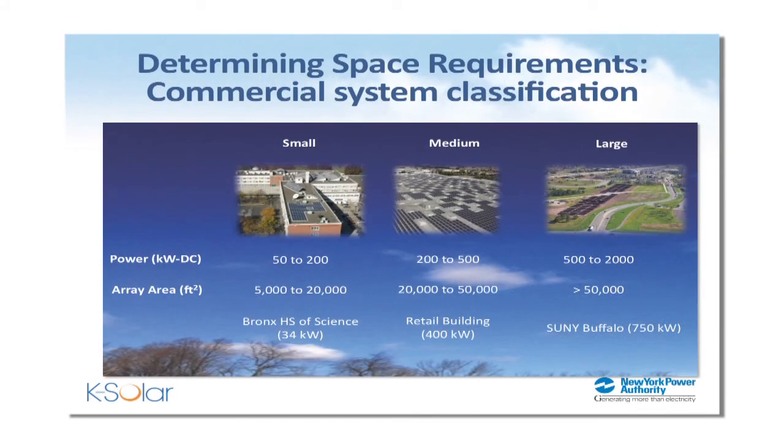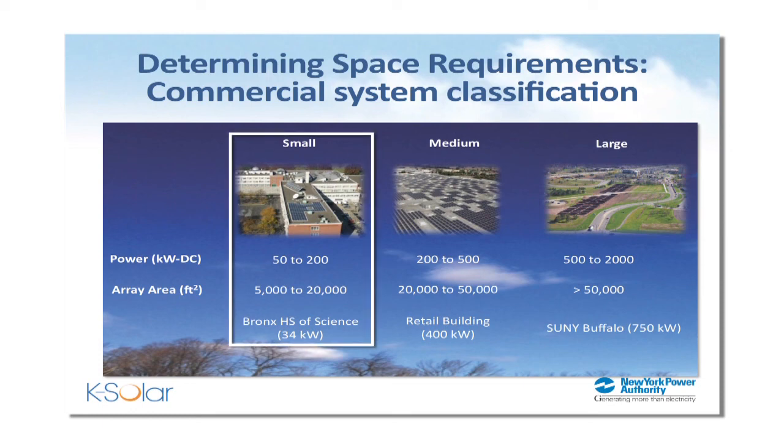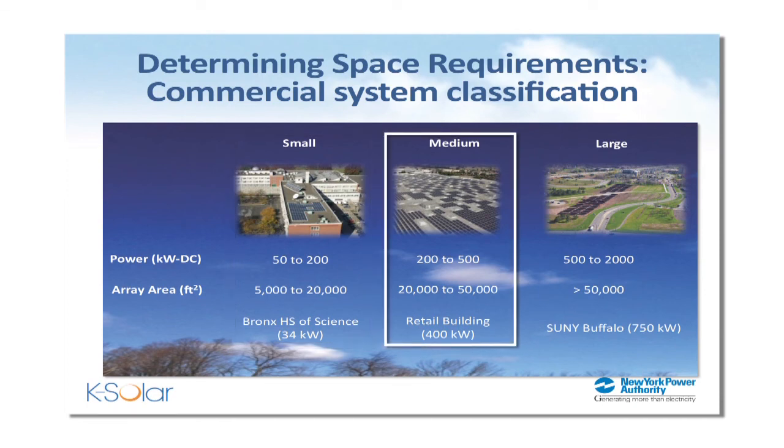In terms of space requirements, I have some examples here of small, medium, and large commercial scale solar arrays. First one here is at the Bronx High School of Science. This is a 34 kilowatt solar array. Shown on that photo, it's sort of the P-shaped solar array that's flat on that roof. And roof area, depending on the shading, the obstacles, anywhere from 5,000 to 20,000 square feet. So that gives you some sense of how large a roof area you'd need just to do something between 50 and 200 kilowatts.